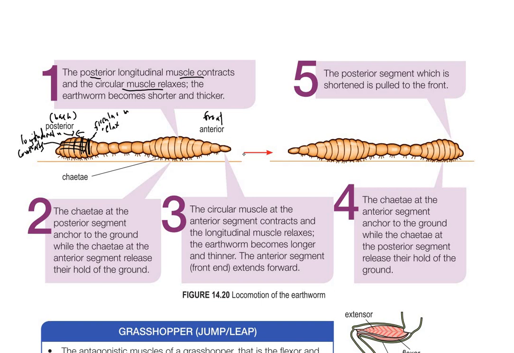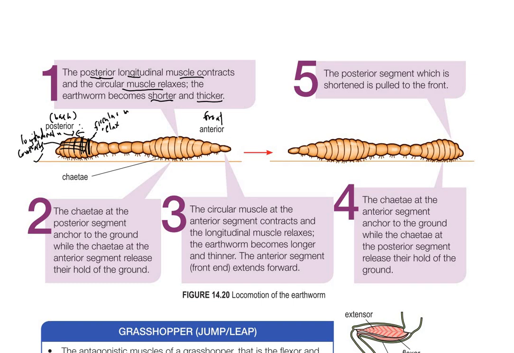Because of this action, it will make the earthworm become shorter and thicker. So the keywords here you must remember: shorter and thicker. How can it become shorter and thicker? When the posterior longitudinal muscle contracts and the circular muscle relaxes at the posterior.